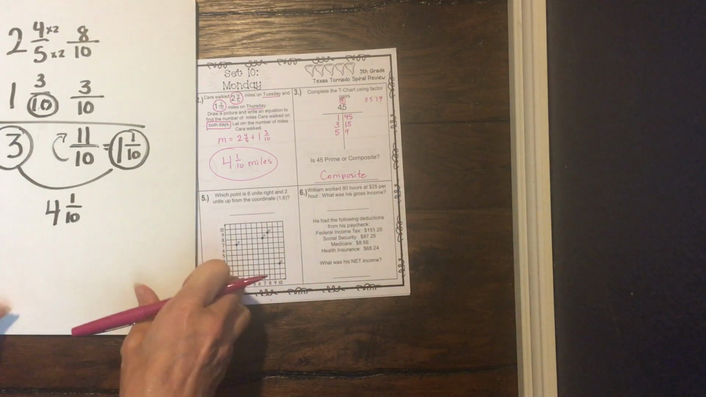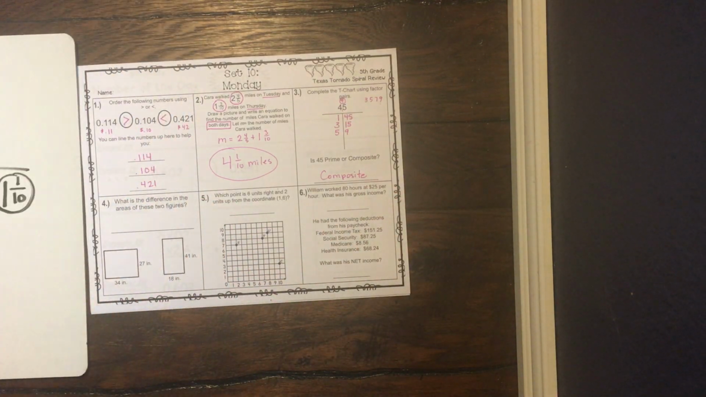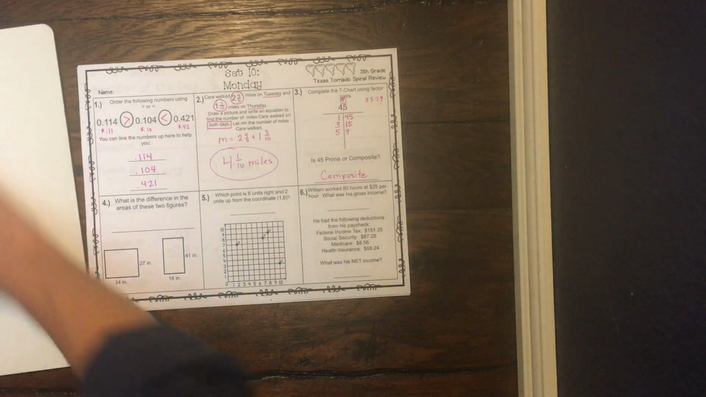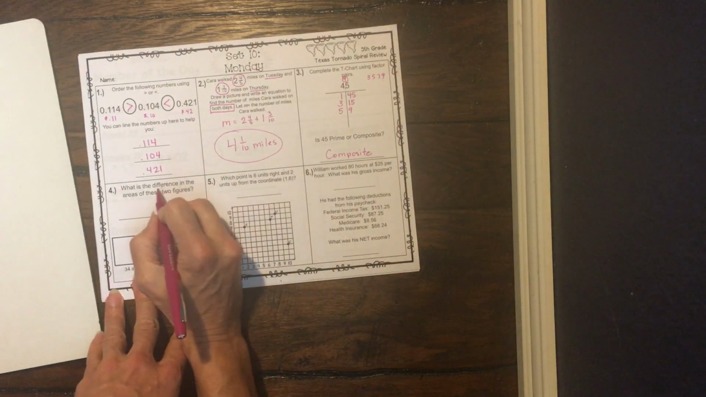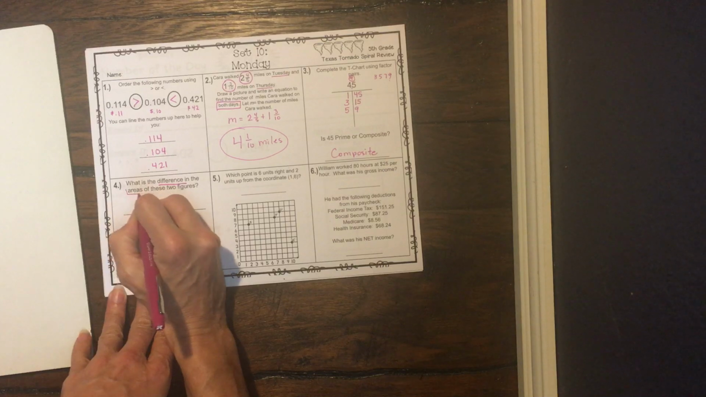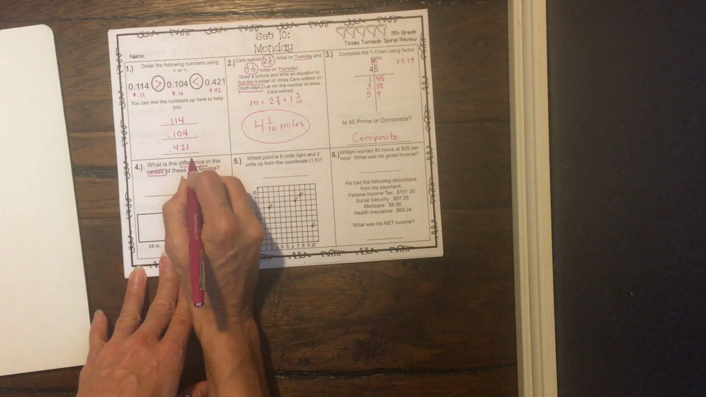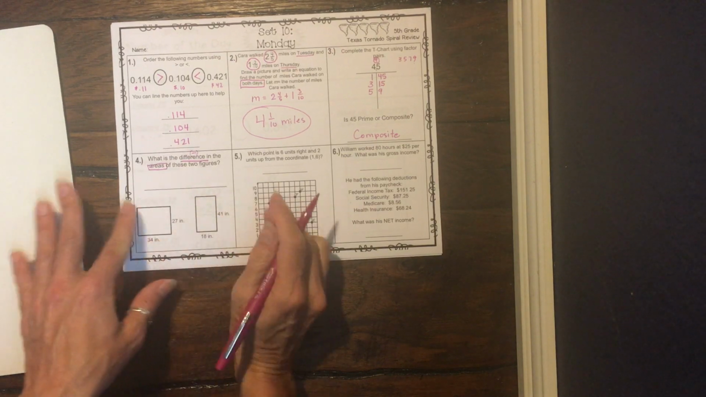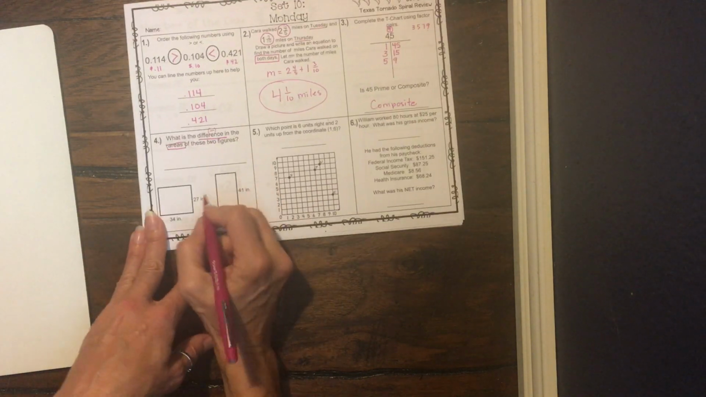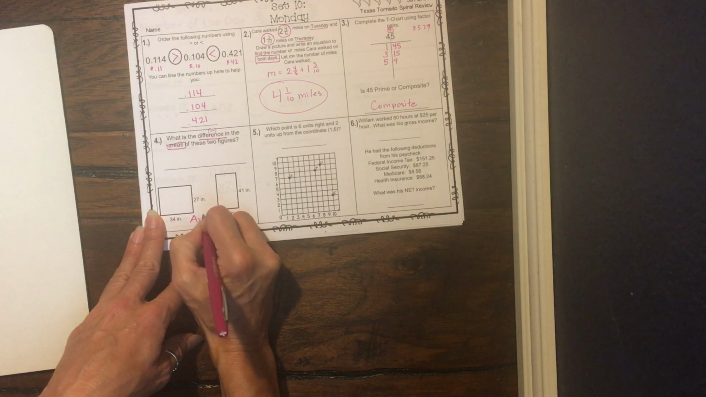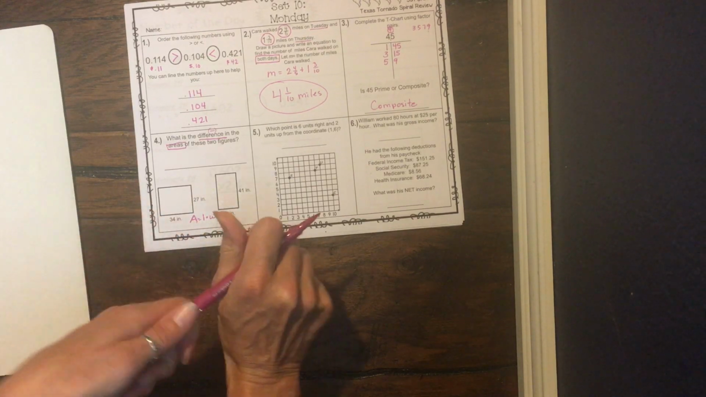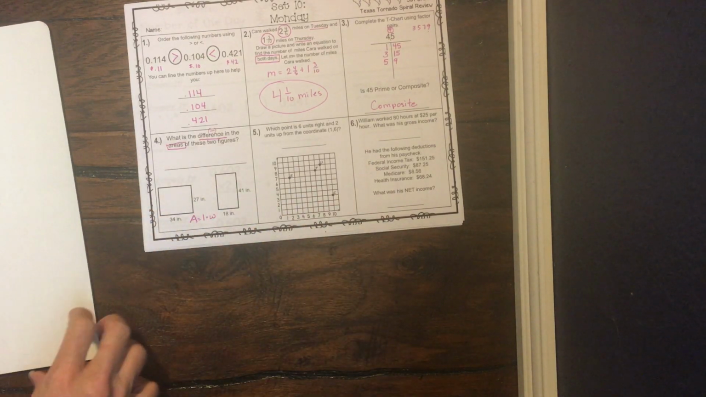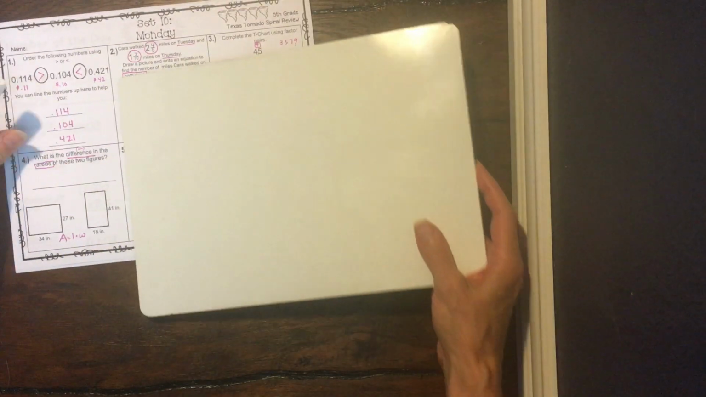Okay? All right, we are looking at number 4. It says, what is the difference in the area? Well, if we're finding difference, we know that's going to be subtraction. And if we're finding area, we have to remember that the formula for area is area equals length times width. That's our formula. So if we're finding the difference in these areas, the first thing we're going to have to do is find the areas for both figures.